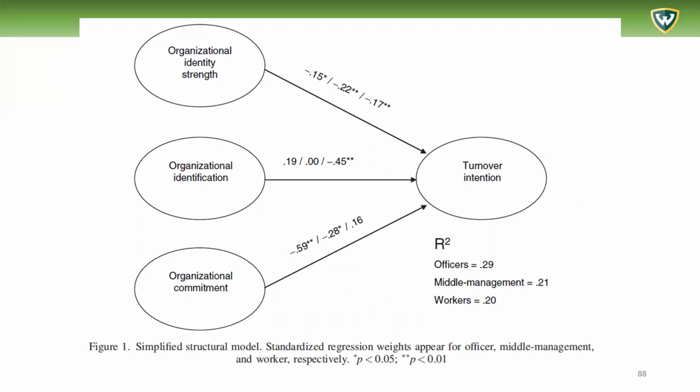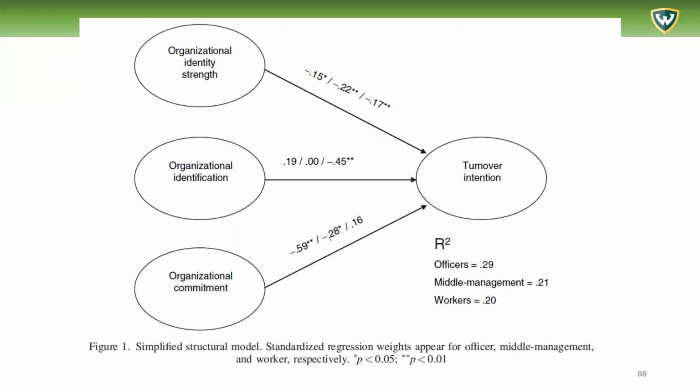Organizational identification, though, was a little bit different. They kind of distinguish between organizational identification and organizational identity. So for organizational identification, it was negative for the workers, but it didn't really have any significant impact for officers or middle managers. In regards to commitment, organizational commitment was negatively associated with turnover intention for officers and middle managers, but not for workers. So for officers, especially, the higher the number, the stronger the association.